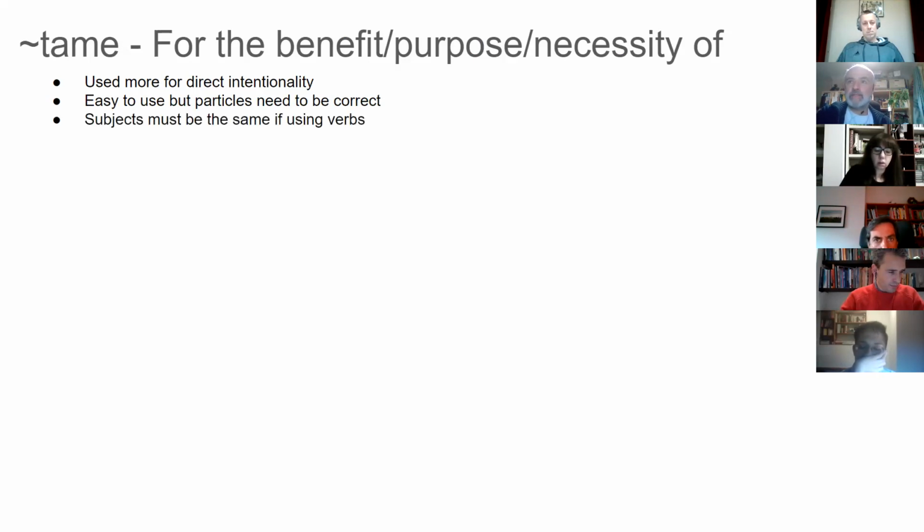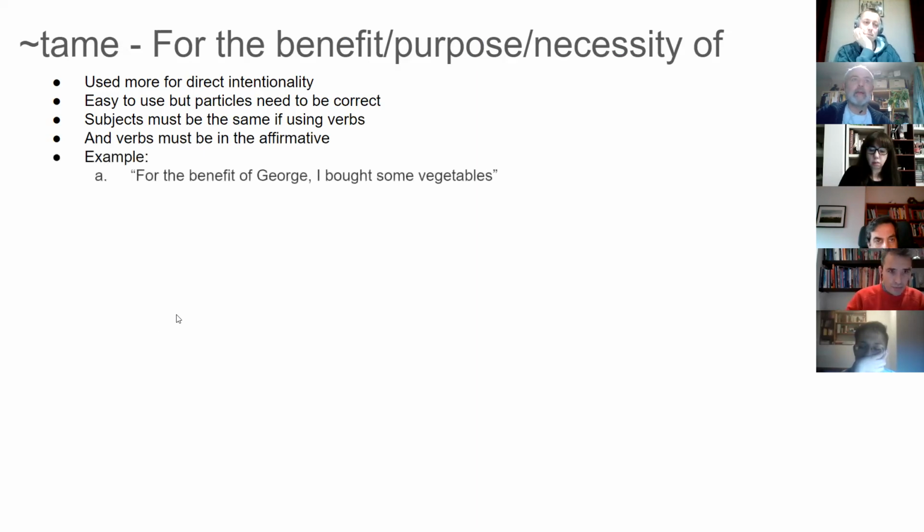There are some regulations. The first regulation is that if we're using verbs in this tameni term, then the subjects of both of those verbs must be the same. Otherwise, you have to use yoni. And the first verb before tameni must be in the affirmative. It cannot be nai or arimasen or something like this. For example, this is the best way to learn it. For the benefit of George, I bought some vegetables. So George is obviously the person who's receiving the benefit, and this is what you're doing to achieve this.